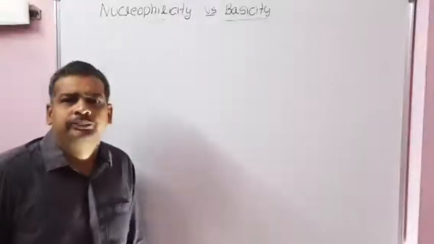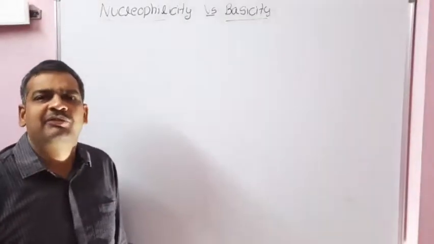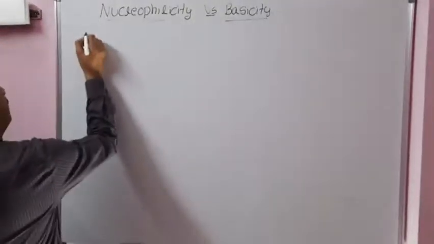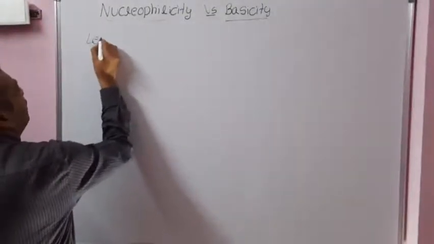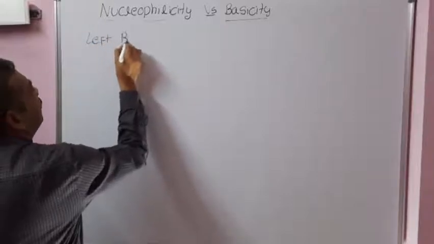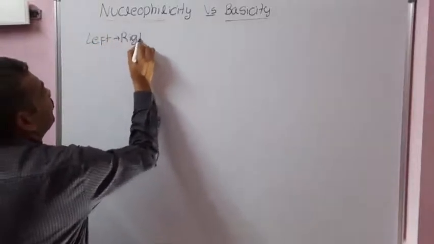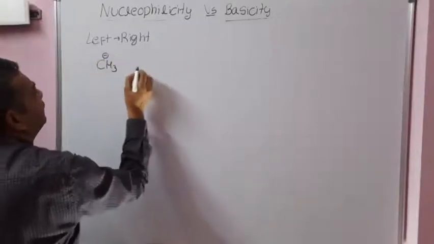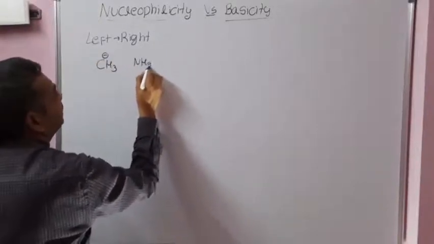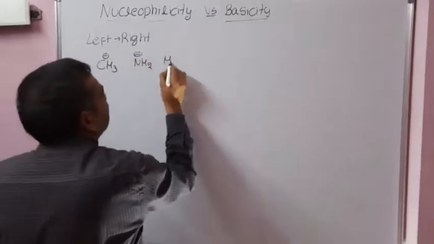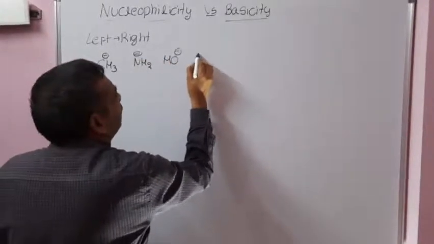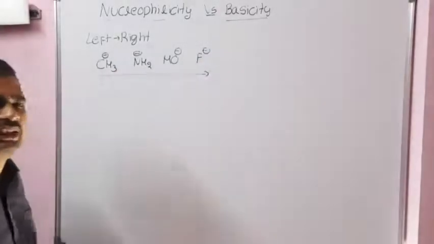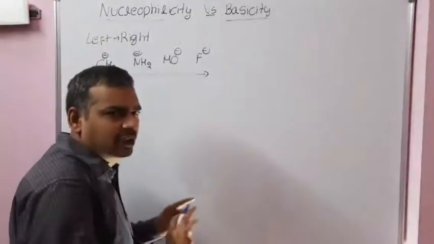Clear? Now, we will summarize the points from left to right and top to bottom in protic and aprotic solvent. In the periodic table, from left to right, let's see CH3 minus, NH2 minus, OH minus, and F minus. From left to right in the periodic table, the change in size is negligible, so there is no solvation effect.